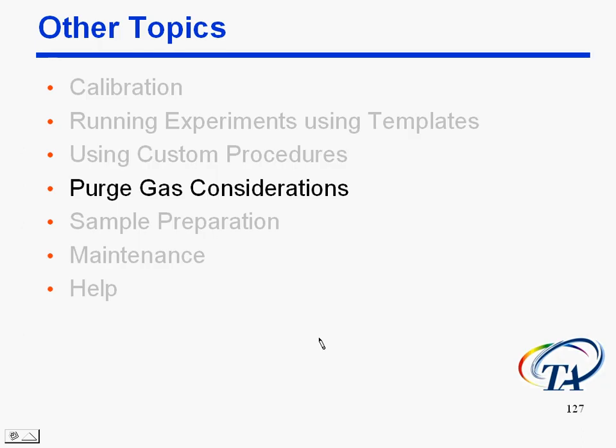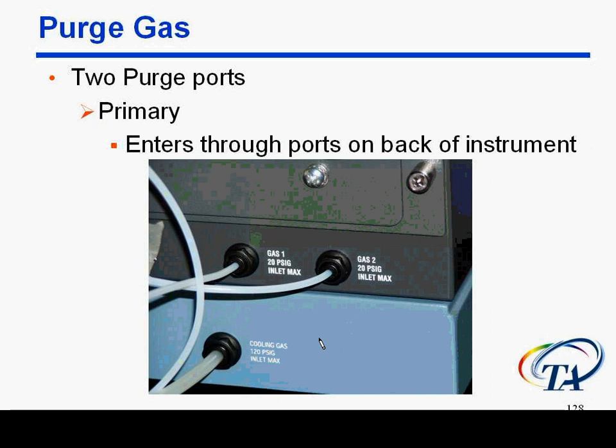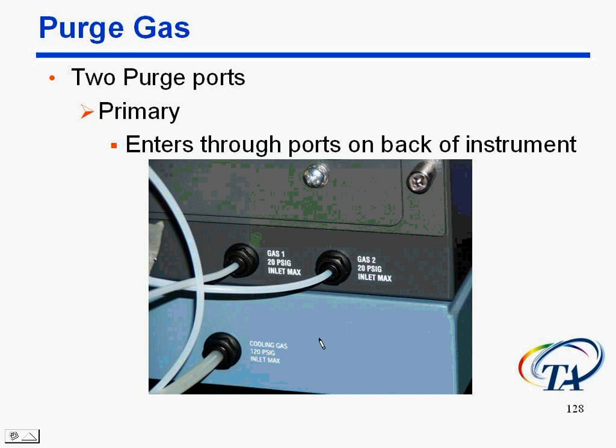Okay, we've gone through using templates and using custom procedures. Now let's talk about purge gas considerations. Now there's two purge ports on an SDT. The primary purge port and the secondary. We're going to talk about secondary here in a minute, but let's talk about the primary first. The primary comes through the ports on the back of the instrument. Now here when we say gas 1 and gas 2, both of these are for the primary purge.